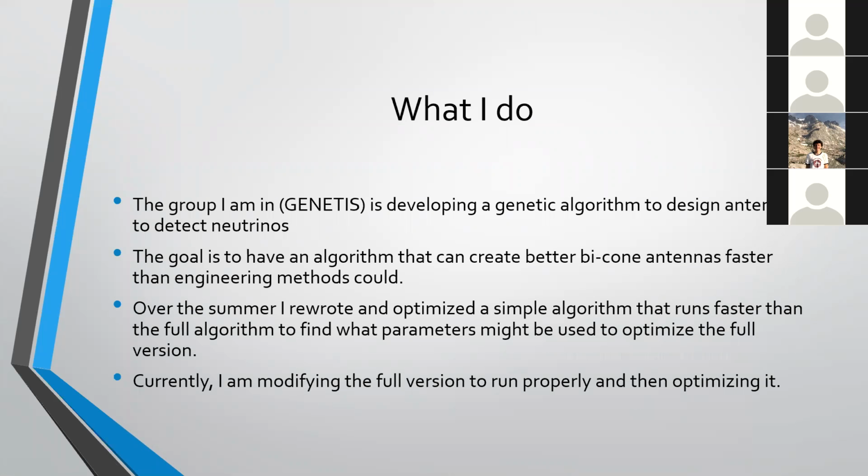So formally, I am part of Dr. Connolly's genetics group, whose goal is we're making what are called bicone antennas that get put into ice to detect neutrinos. I think it's alongside the ARA collaboration, but I'd have to double check that. Our goal currently is building an algorithm to design these bicones that perform better than the current antennas that are in the ice.